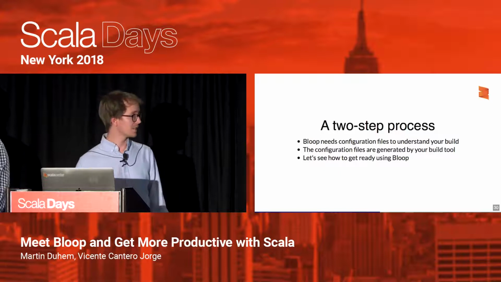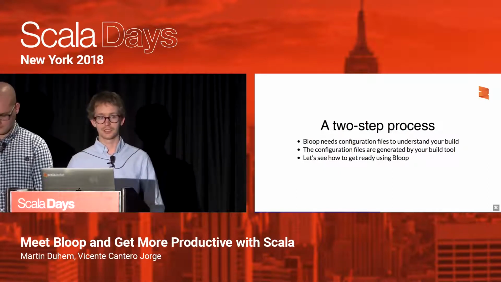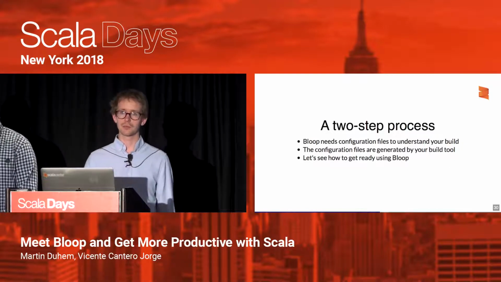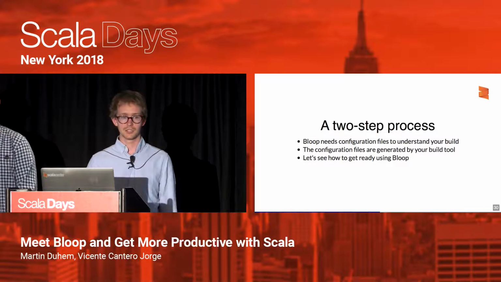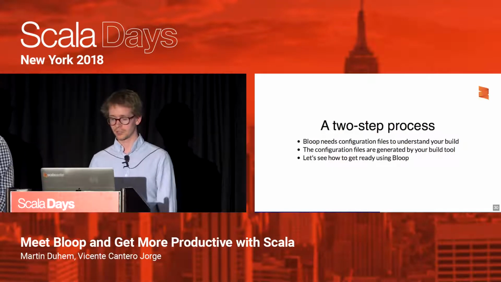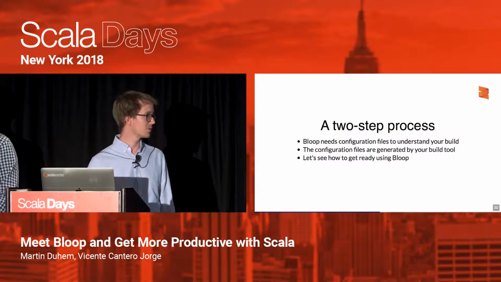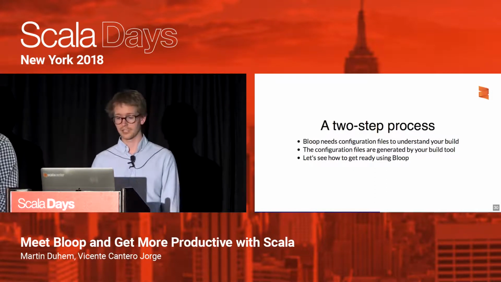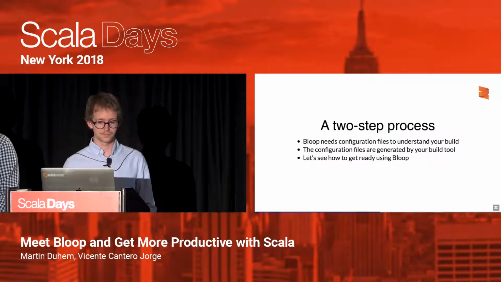As I said, Bloop needs a configuration file to be able to understand your build and how it's configured, what are the dependencies between projects, and so on. So someone needs to generate those files. And they're going to be generated not by hand because that would be really long and error-prone and boring also. The build tool is going to generate them. We have integration for several build tools, and you can just use them to generate the Bloop configuration file.